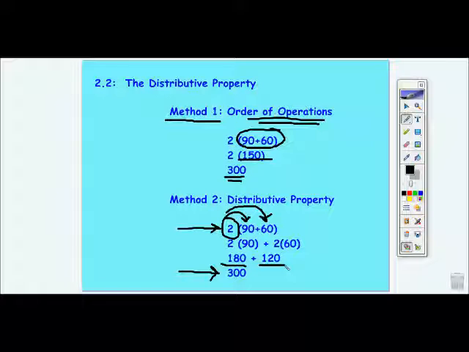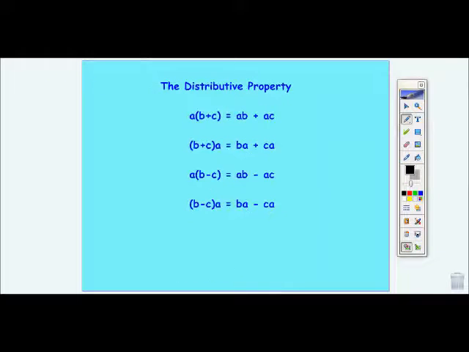And then when I put the two of those together, I keep my operational sign of addition there. When I put the two of those together, I end up with 300, the same as if I did order of operations. Now this screen, if you want to pause it, you can see that it is showing you how to do the distributive property.